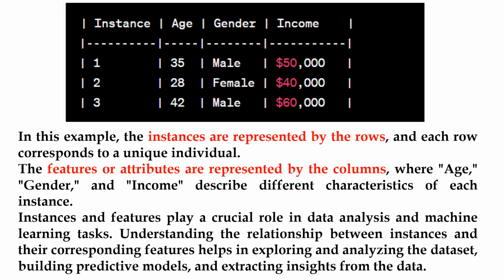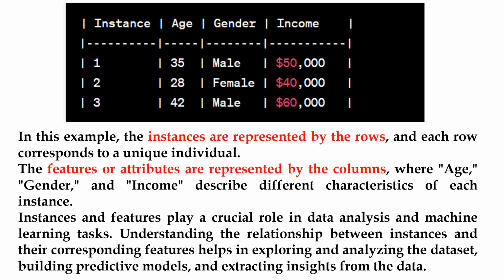In the context of data analysis and machine learning, instances and features, or attributes, are terminologies used to describe the structure of a dataset. Instances. In a dataset, instances refer to individual observations or examples. Each instance represents a unique entity or unit that is being analyzed. For example, in a dataset of customer information, each row could represent a separate customer, and each row is considered an instance.